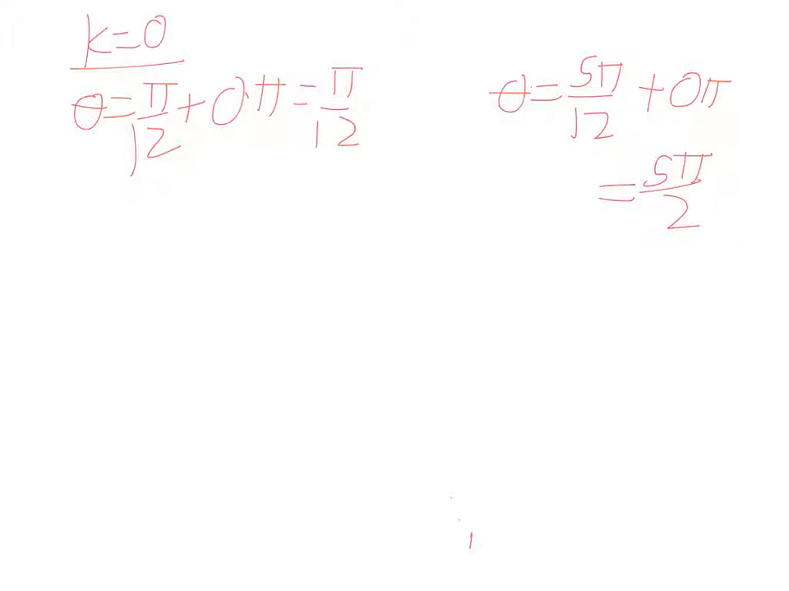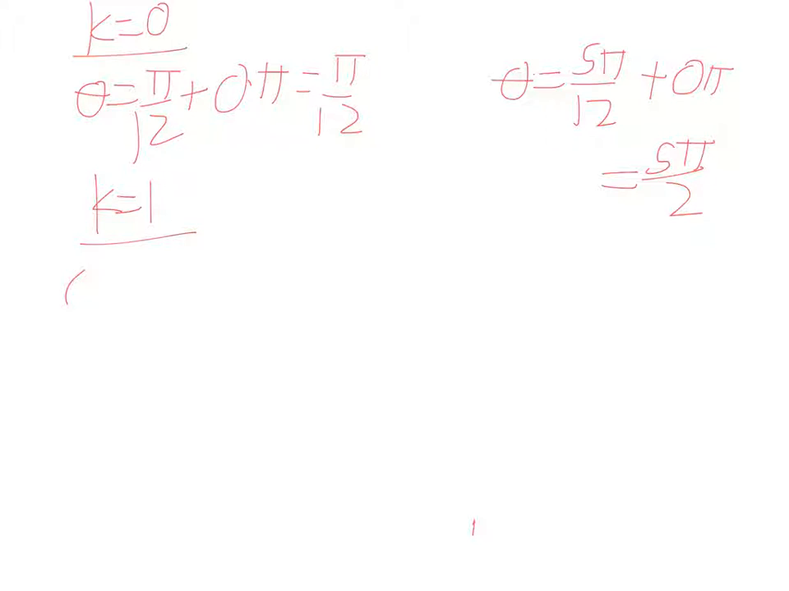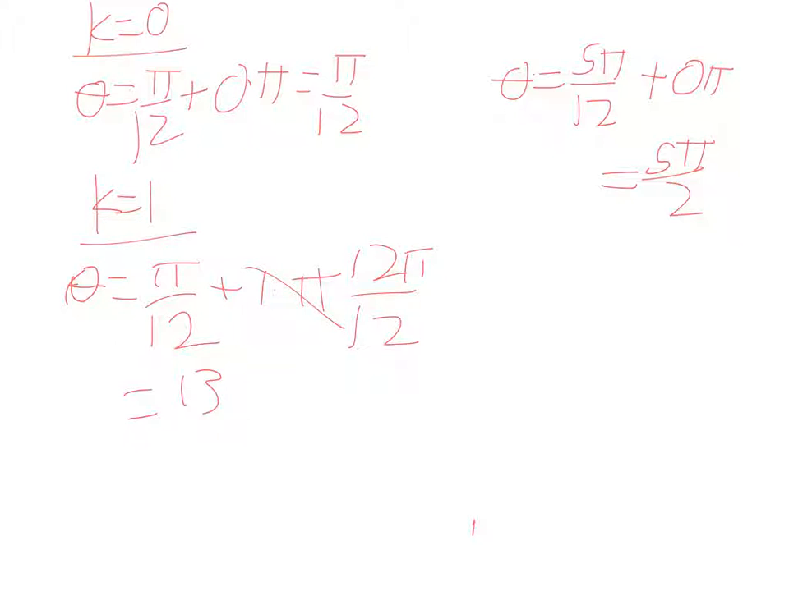If you plug in k equals 1, you get theta is equal to pi over 12 plus 1 times pi. But remember, 1 times pi is just pi. Pi can be rewritten in the same denominator, 12 pi over 12. So pi over 12 plus 12 pi over 12 gives you 13 pi over 12.